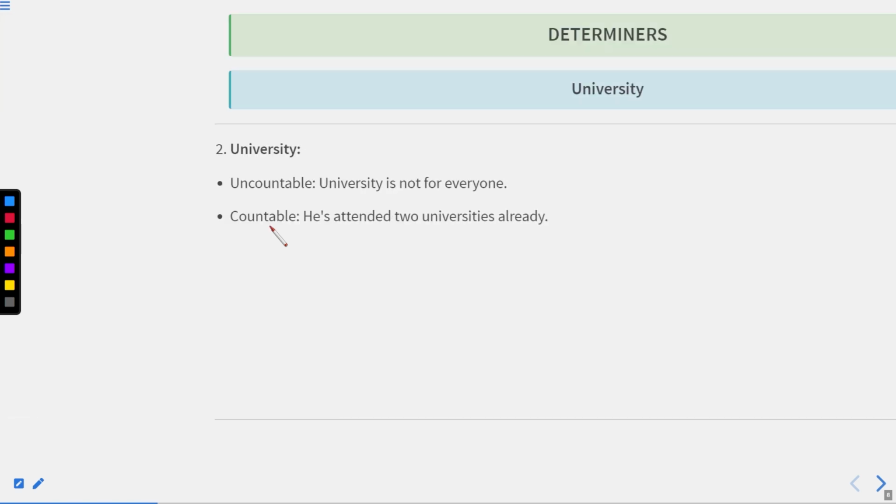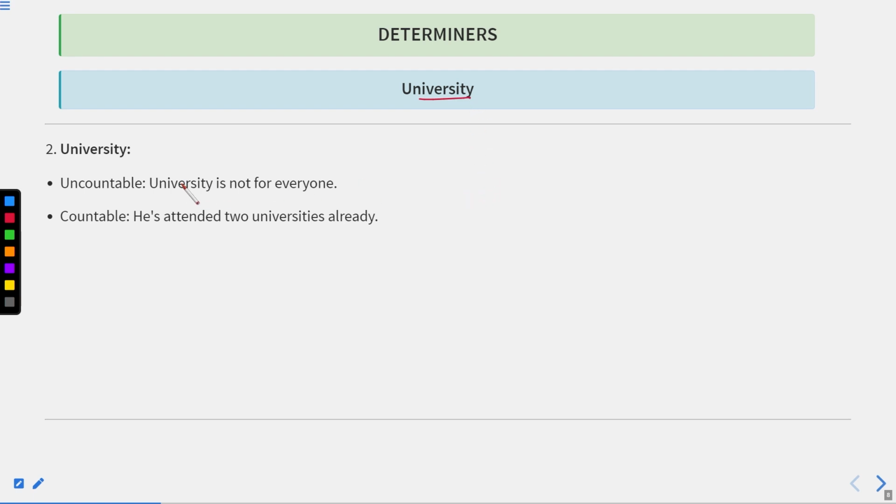Okay. Now another word is university. If I say university is not for everyone, this is the uncountable use of university, before which I cannot use any article. Not the, not a, or not an, because university is not for everyone, it means any university in general. But if I say he has attended 2 universities already, these universities are plural, and we can use a number before. So this is countable.